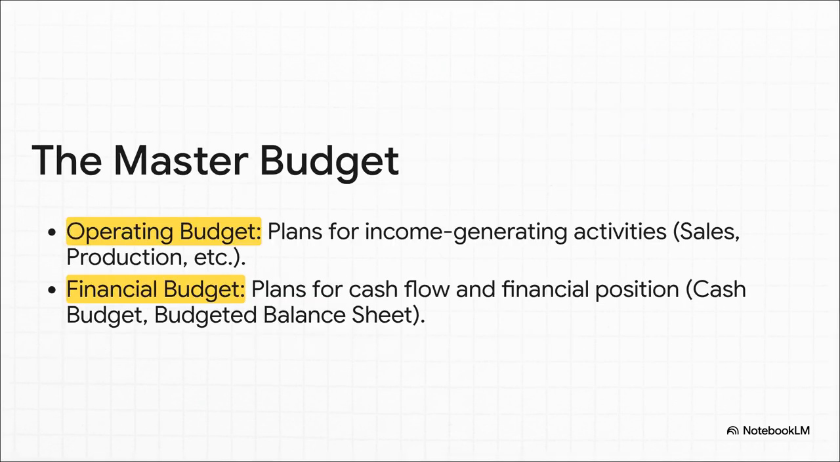So, this big master budget is pretty much split into two main halves. On one side, you have the operating budget. This is all about the day-to-day, the things that actually generate income: sales, production, all that jazz. And that's where we're going to be focused. On the other side is the financial budget, which deals more with cash flow and the company's overall financial health. Our hero for today, the manufacturing overhead budget, lives right inside that operating budget.